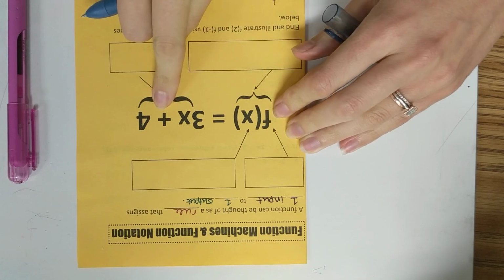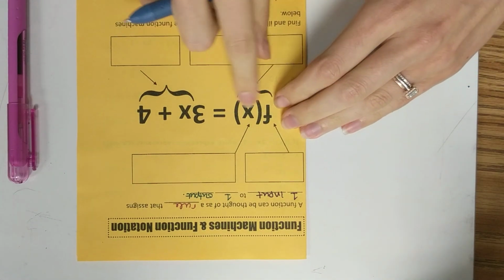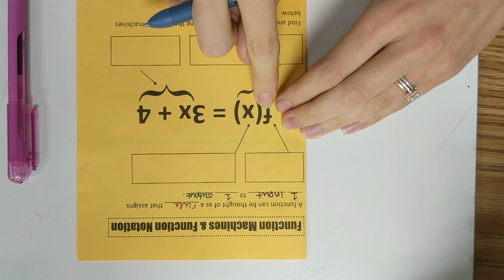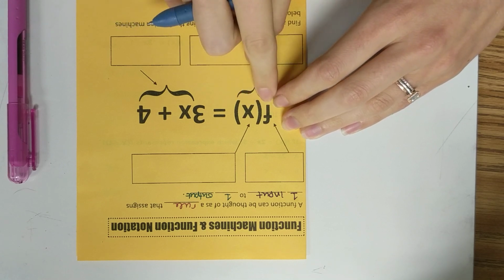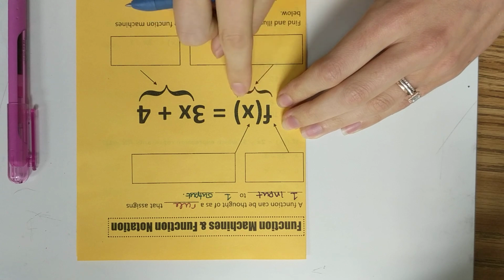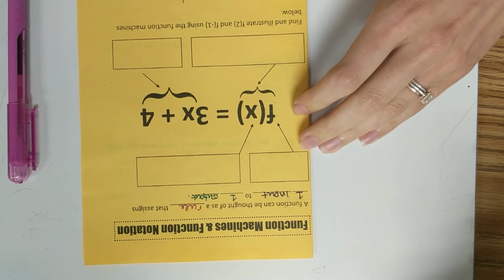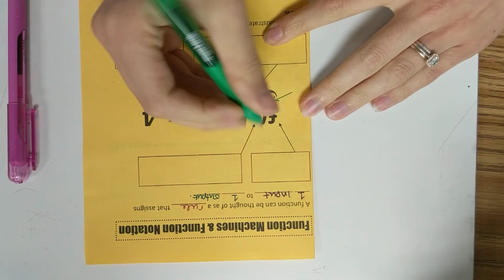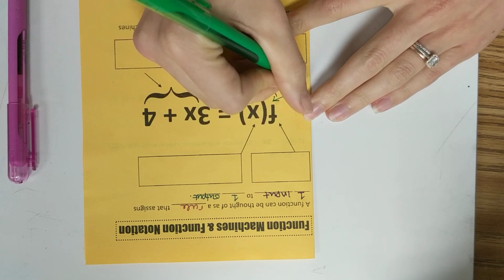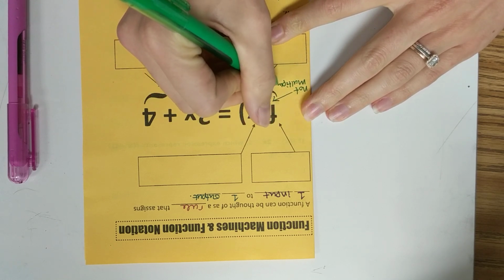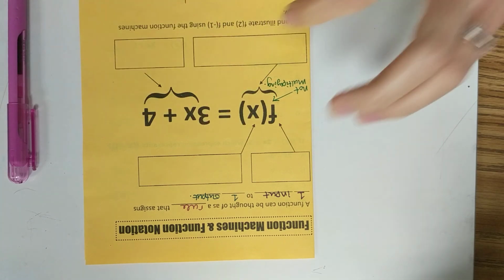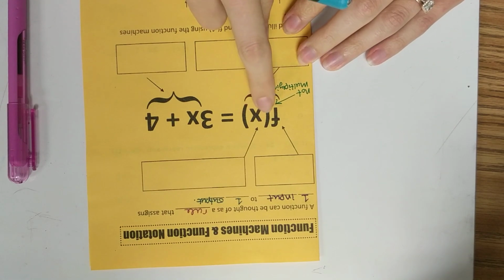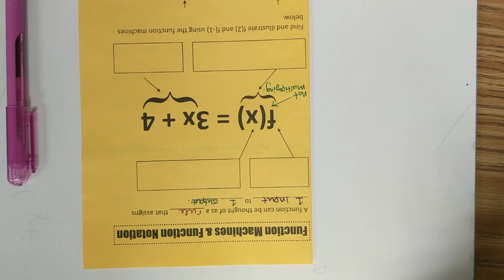So it looks like an equation. So typically here we would usually use a y, but in function notation we replace this with this f and the x in parentheses. So this does not mean f times x. This is not multiplication. It's not f times x. This is what replaces y. This is our output.